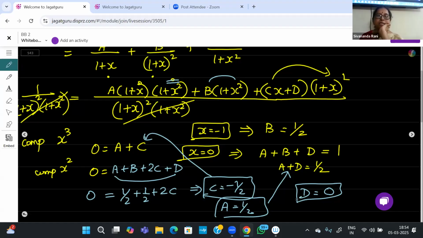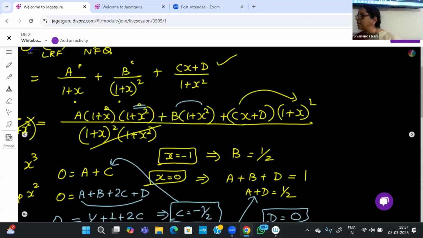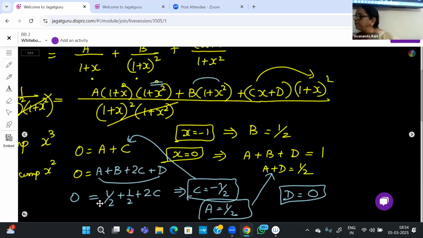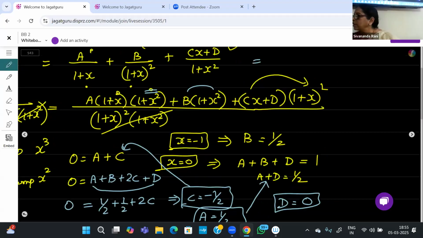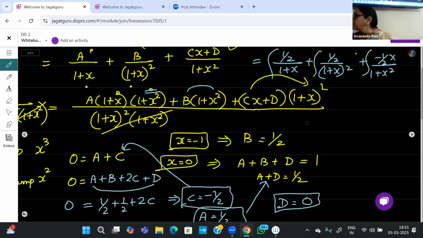Okay, so I think we just need to substitute all these. No, d is 0, fortunately. So A was half. So half by 1 plus x, plus capital D was half, half by 1 plus x the whole square. And small d was 0 and C was minus half. Okay, can you just integrate this and let me know what it is?